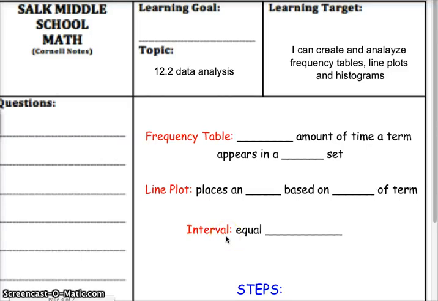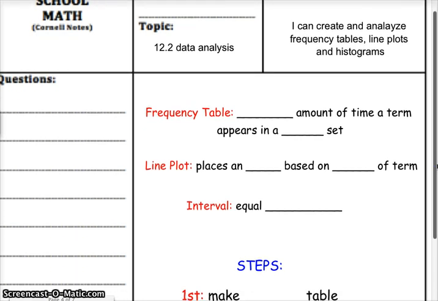Okay, we are moving on in our data analysis unit, and we are going to create and analyze frequency tables, line plots, and histograms. So that's what we're going to do today. Frequency table. What we do for frequency tables is we tally the amount of times a term appears in a data set. And when I say tally, I mean old school 1, 2, 3, 4, 5, like that. You're tallying, you're ticking, you're making marks. Okay?